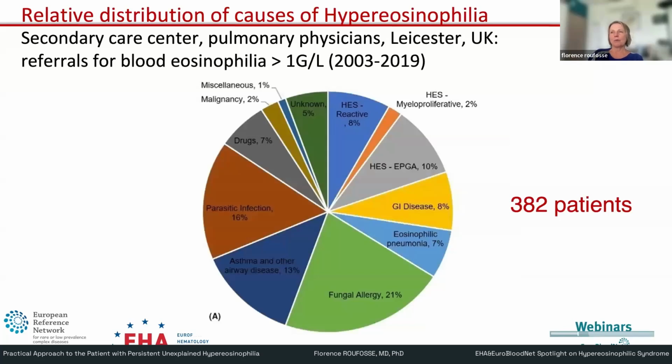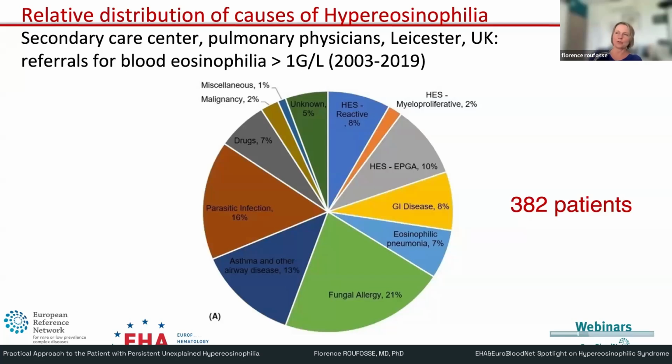I'd like now to share with you a few slides showing the relative distribution of causes of hypereosinophilic syndrome and/or hypereosinophilia, depending on the centers which have actually looked into this. And I'm going to show you three very, very different centers with very, very different profiles. This first center is actually Andrew Wardlaw, a pulmonologist who works in Leicester in the UK. And although he's a pulmonologist, he has really developed a reputation in management of hypereosinophilia. And as such, he receives patients for that very specific indication.